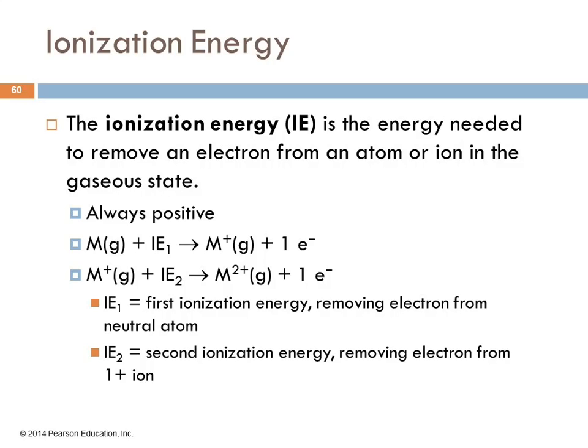It's always positive. So if we take a metal plus the first ionization energy, we're going to get a metal ion with a +1 charge and 1 electron coming off. If we take that metal ion and put in more energy, that's called the second ionization energy, and that's generally going to be larger than the first one, and then we'll get a 2+ ion. And there could be a third ionization energy and a fourth.